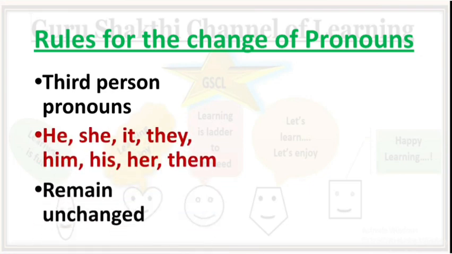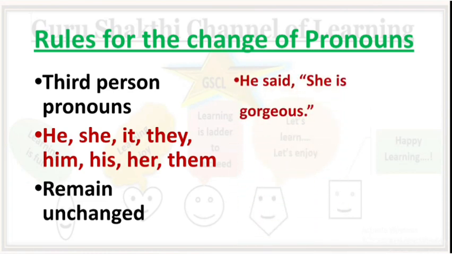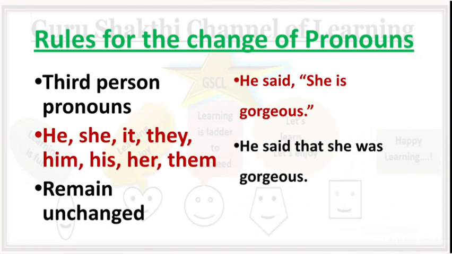Third person pronouns, he, she, it, they, him, his, her, them, will remain as they are. They won't be changed. He said she is gorgeous. He said that she was gorgeous. Notice here the pronoun she remains as it is in the indirect speech.